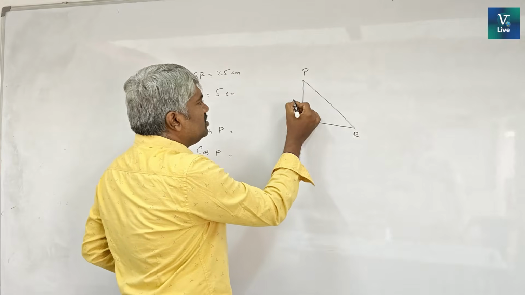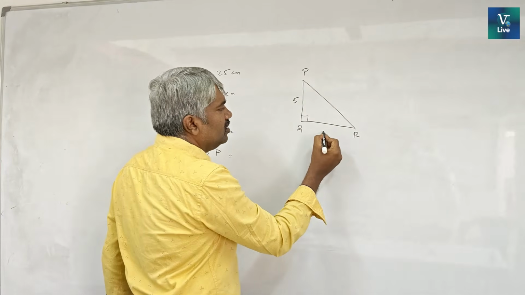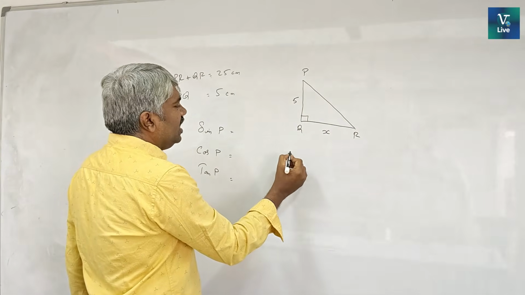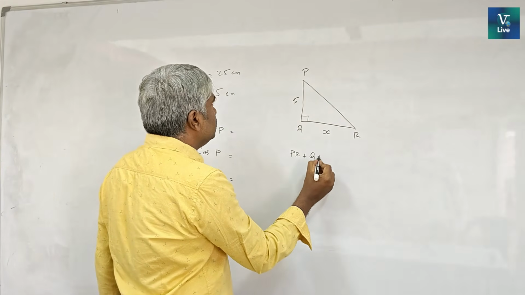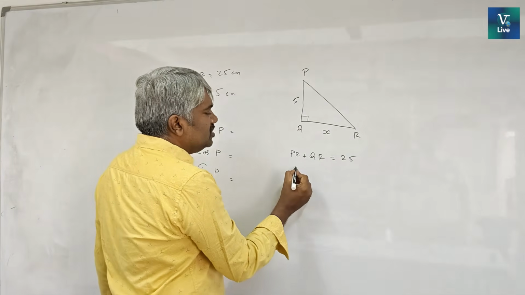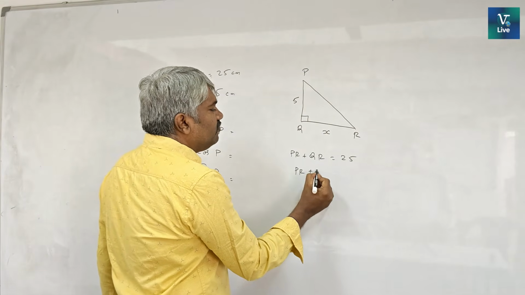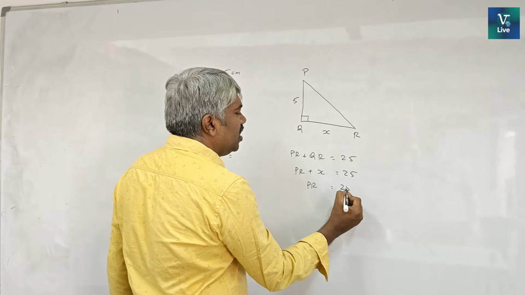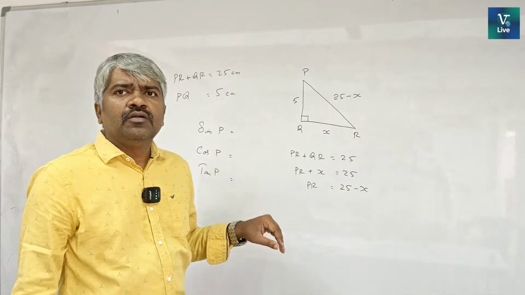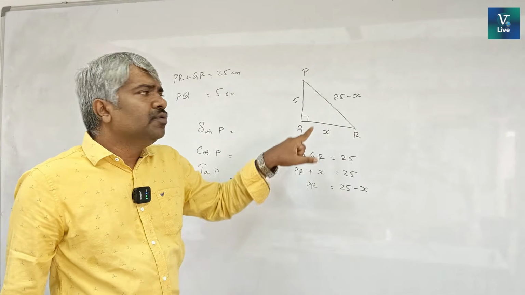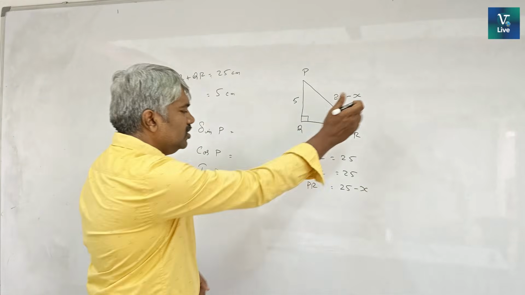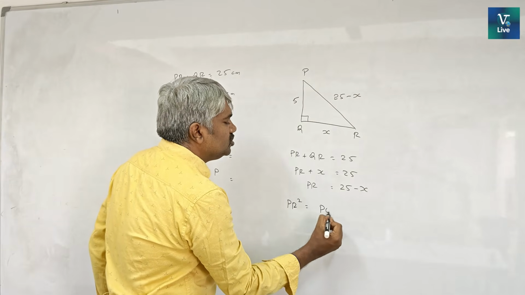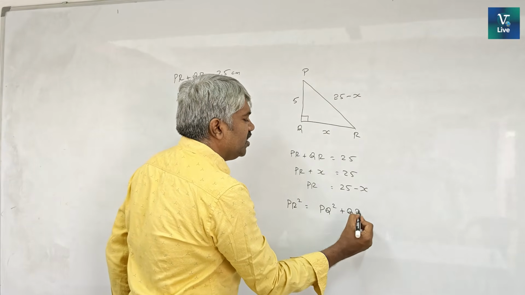So, they have said that the side PQ is 5 centimeters, QR is x, PR we don't know. But the data given to us is PR plus QR equal to 25. Since I have taken the value of QR as x, therefore the length of PR will be 25 minus x. Now you can use the Pythagoras theorem to find the unknown data, right? So hypotenuse square is equal to opposite square plus adjacent square, right?